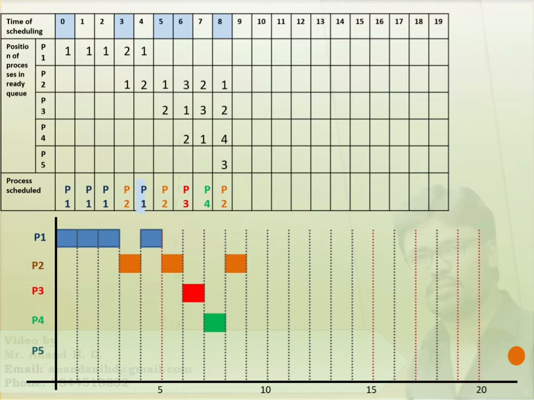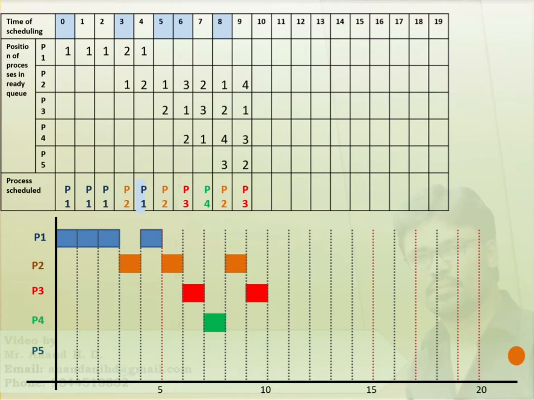Okay, so at 9 time units again there are only 4 processes P2, P3, P4 and P5 in the ready queue, wherein P3 will be in the first position, P5 will be in the second position and P4 will be in the third position, and the just executed process P2 will be in the last, that is, fourth position. So P3 will be selected for execution and it will be executed from 9 to 10 time units.